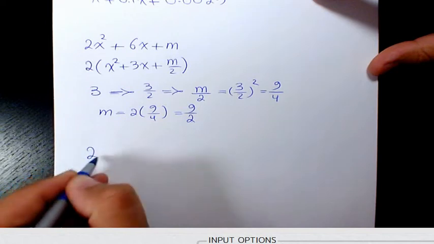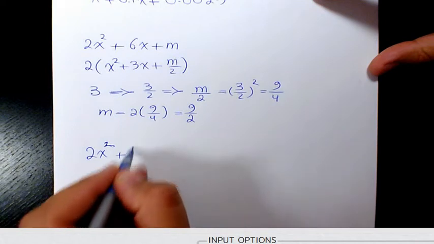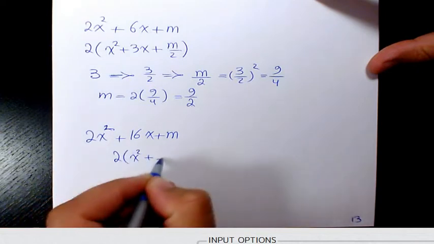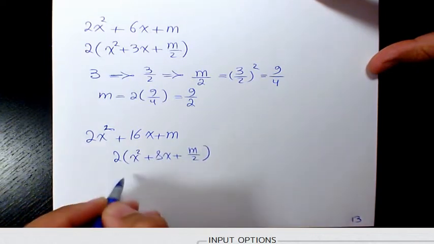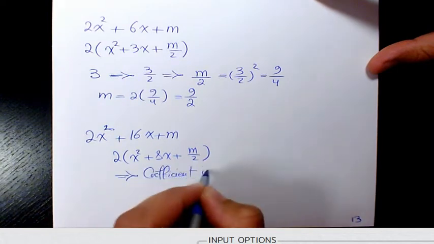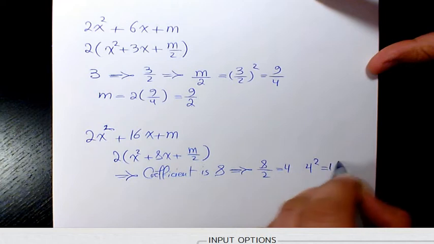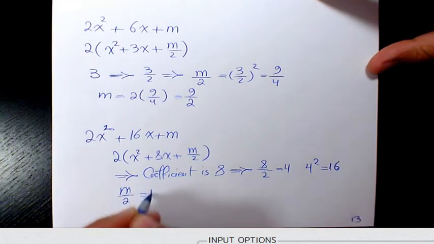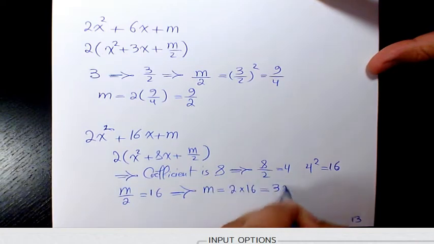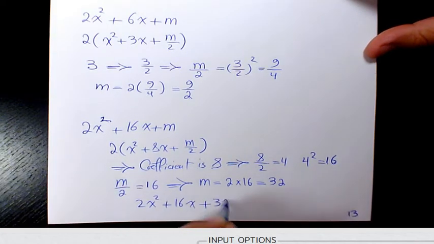Next example, 2x squared plus 16x plus m. You factor 2: x squared plus 8x plus m over 2. Then you have the coefficient 8. 8 divided by 2 is 4. 4 squared is 16. m over 2 is going to be 16. Therefore, m will be 2 times 16 equals 32. So the trinomial is 2x squared plus 16x plus 32.